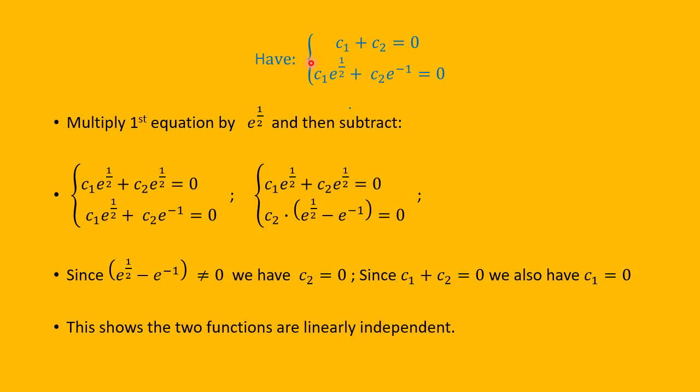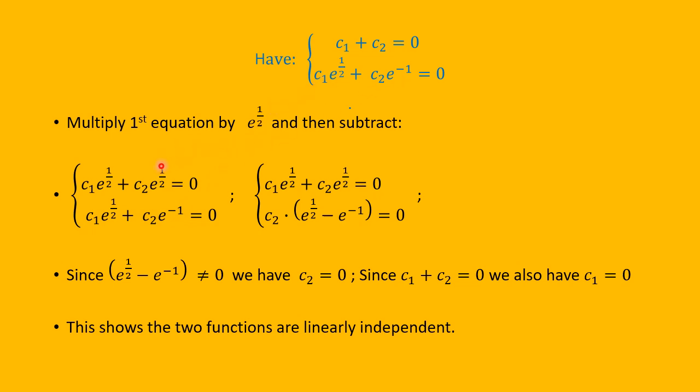So far, we know that C sub 1 plus C sub 2 equals 0, and C sub 1 e to the half plus C sub 2 e to the minus 1 equals 0. So let's multiply this first equation, both sides, by e to the half, and leave the second equation the way it is, and then we'll subtract the two equations. So the first equation becomes C1 e to the half plus C2 e to the half equals 0 times e to the half, which is still 0. The second equation remains unchanged.